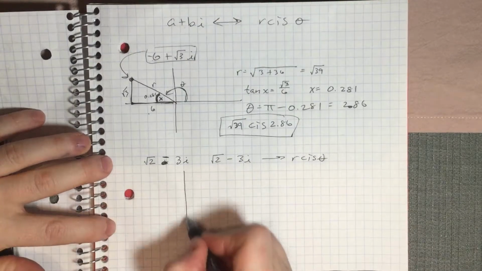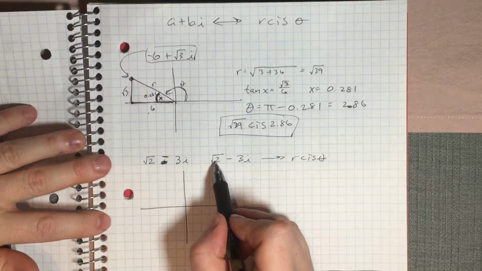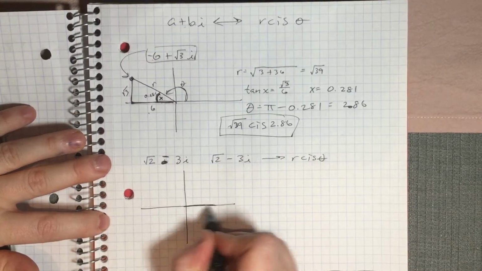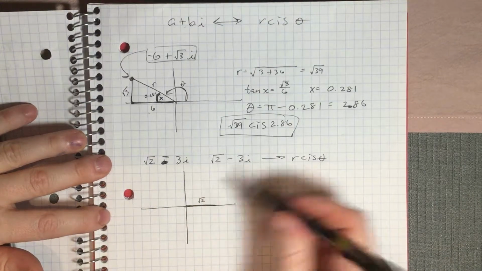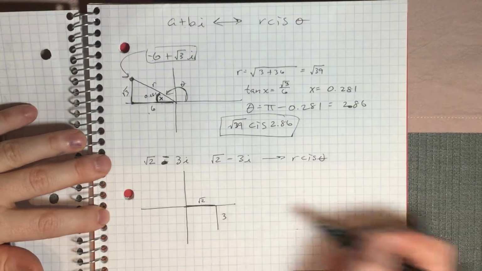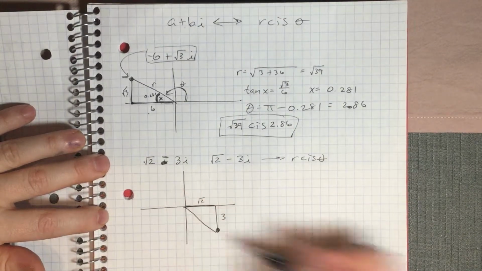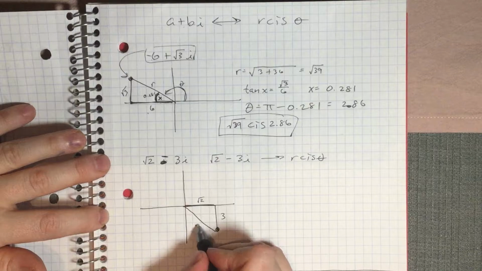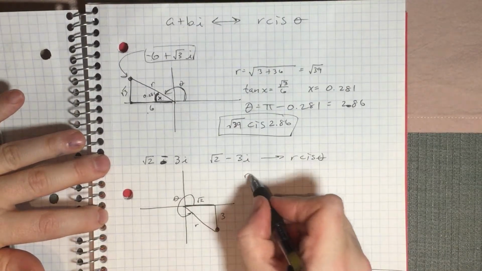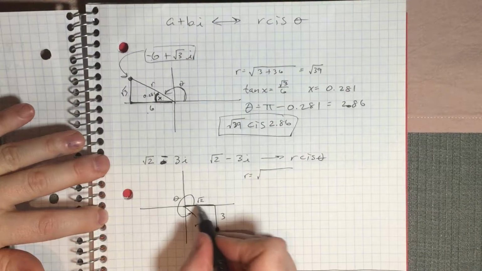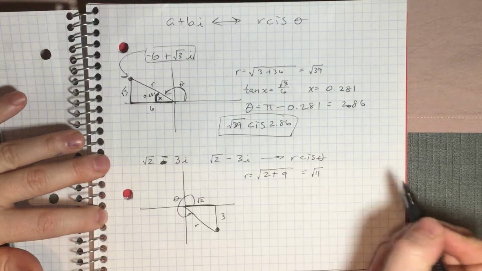Okay, so first, just kind of plot that point. The real part is square root of 2. That's positive. So we're going to go right root 2. The imaginary part is -3. So I'm going to go down 3 on the imaginary axis. There's our point. Here's our triangle. We need to find the r and we need to find the theta, okay? The r is easy, Pythagorean theorem. Square root of 2, if we square that, we get 2. 3 squared is 9, that's square root of 11.